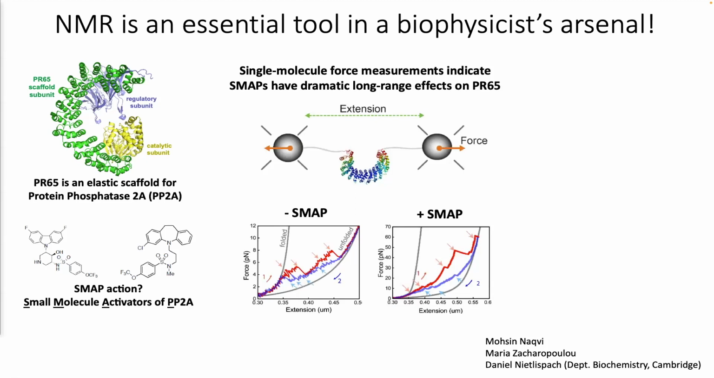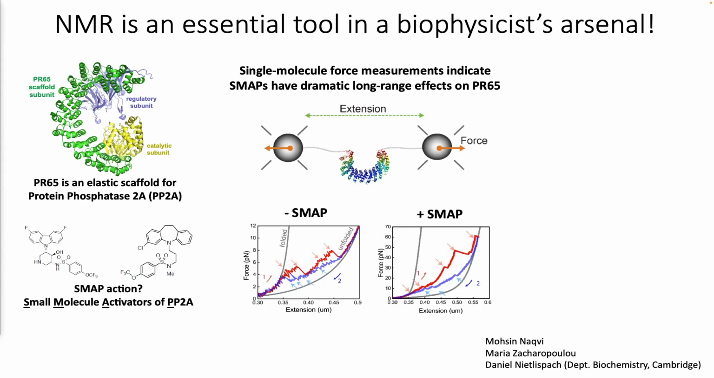irreversibly unfolding. And with the SMAP shown here on the right, we saw some really dramatic and also very long range effects on the protein, including very large increases in mechanical stability. So you can see the forces here are in the tens of piconewtons, whereas without the SMAP bound, the forces are sub 10 piconewtons. And because these effects were very striking and quite unusual, we wanted to confirm binding by a more conventional and ensemble method.